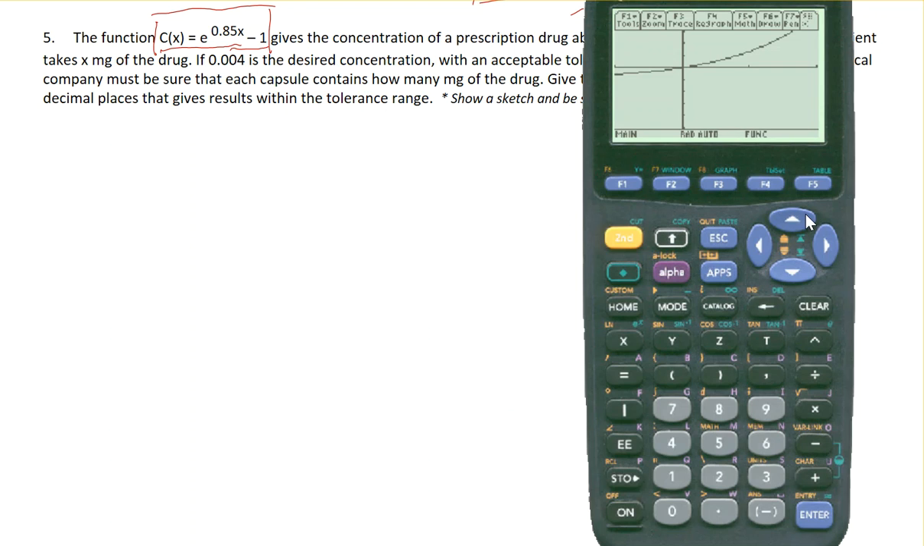So what we're interested in here, we can see the negative side would be meaningless. The more medication you give your patient, the higher the concentration in the blood. And we're hoping for a concentration of 0.004. Remember that 0.004 is very, very close to the axis here, so I definitely want a very small window size. I know what I want vertically: I want to zoom in on 0.004.